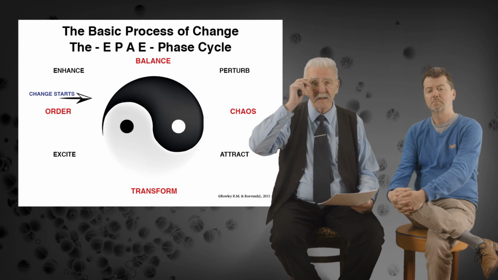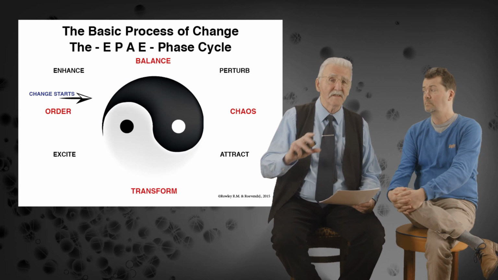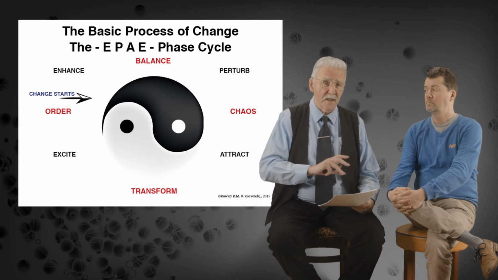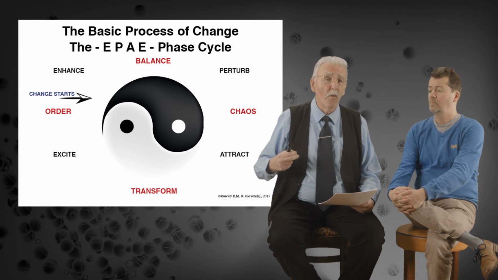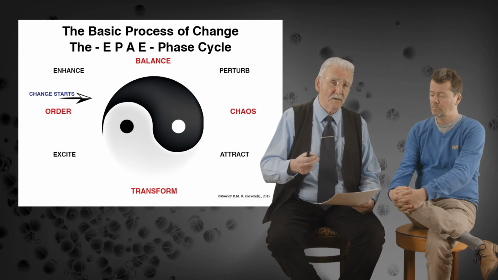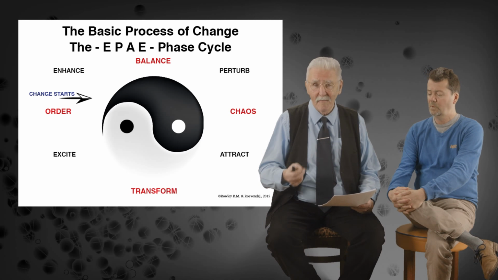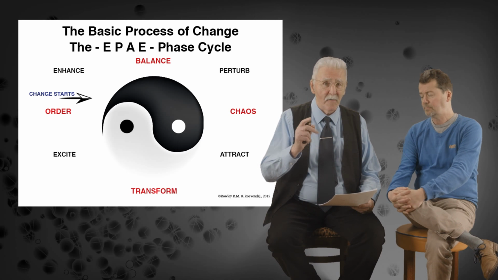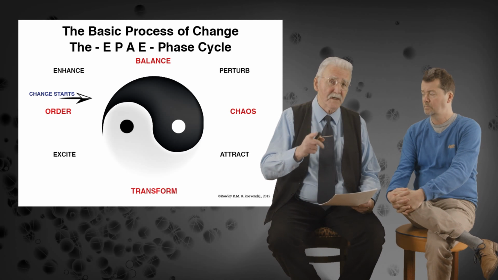Basically, then, the basic process of change, enhance, perturb, attract, excite, the four phase cycle, as we've talked about in parts 1, 2, and 3. That's a reminder. We're going to go one step deeper now. We're going to talk about the difference between evolution and revolution in change, and we're going to fit that into the model, and then that's as far as we're going to go. But I ask you to bear with us.